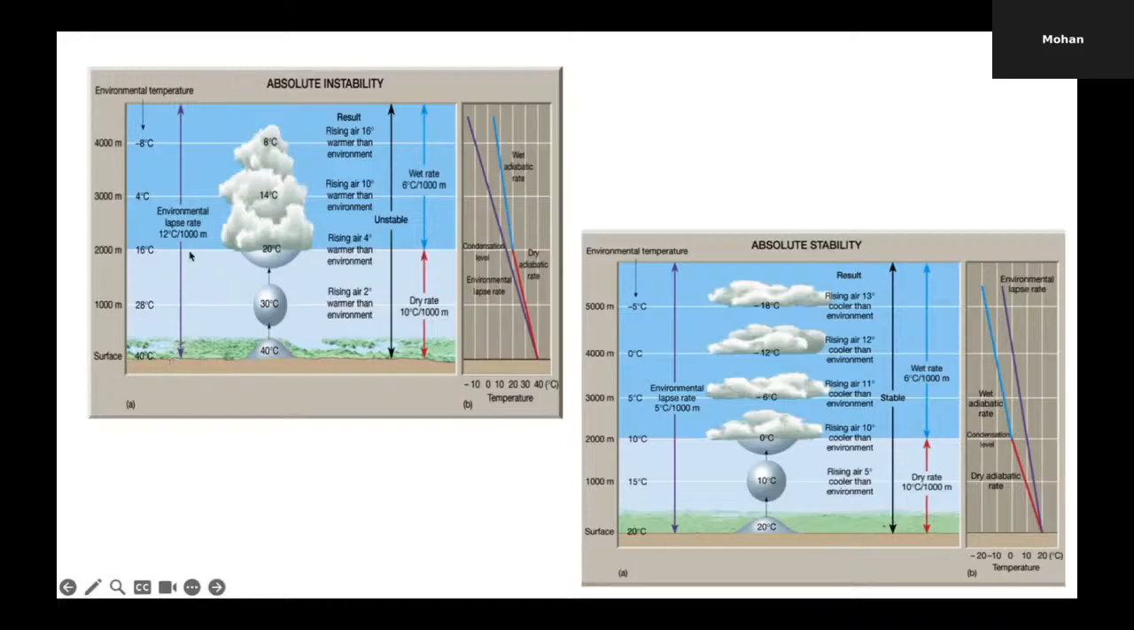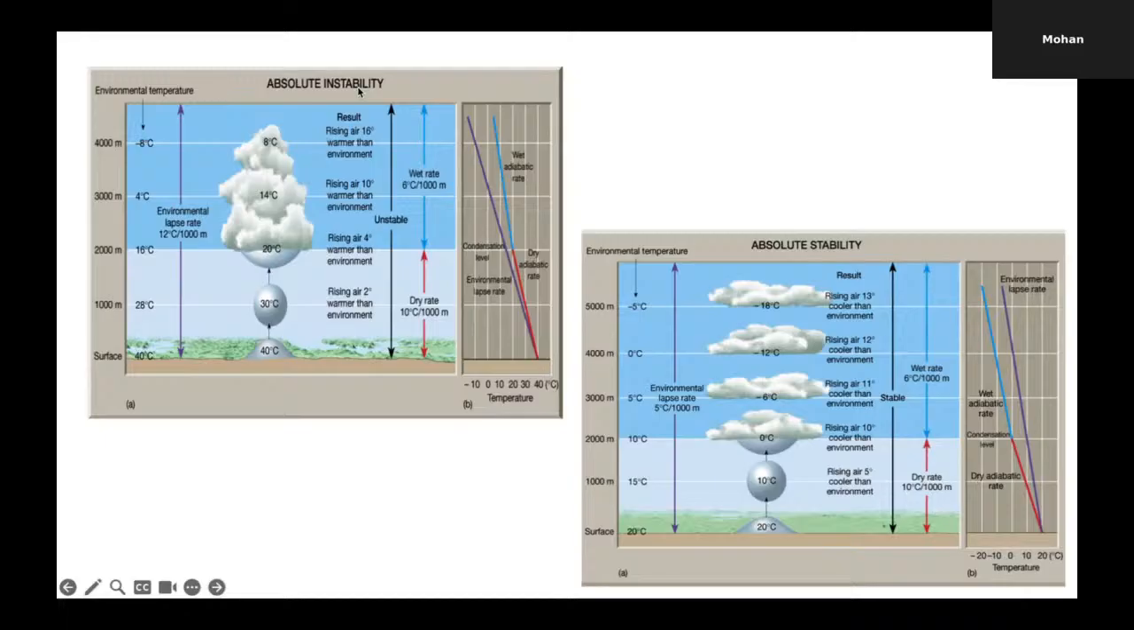Let us say the environmental lapse rate is slightly higher than this one, 12 degrees centigrade per kilometer. So what happens is that every kilometer, the parcel is warmer than the environment. When the parcel is warmer than the environment, it keeps rising continuously, and then it gives you a strong convection. This condition is called absolute instability.